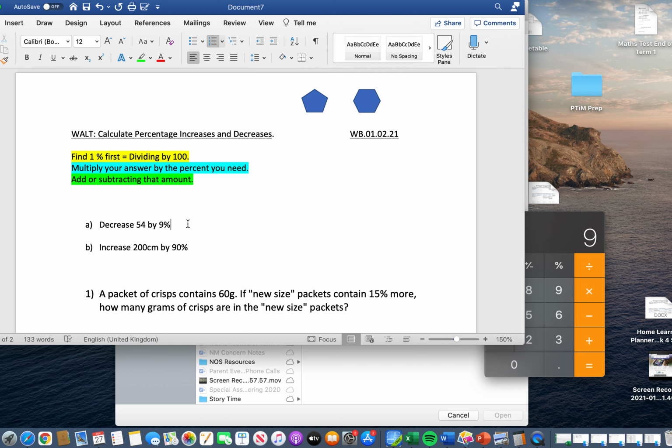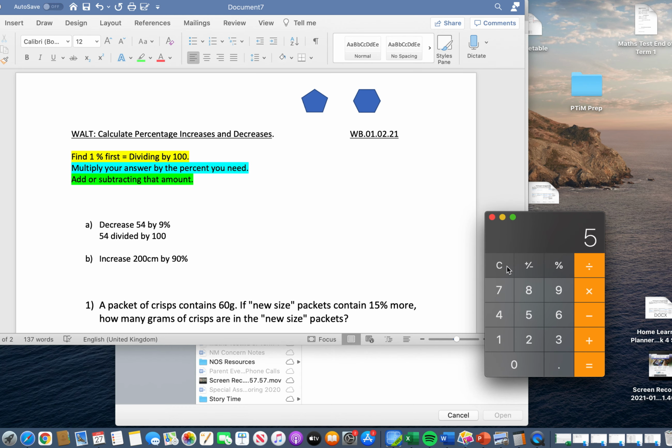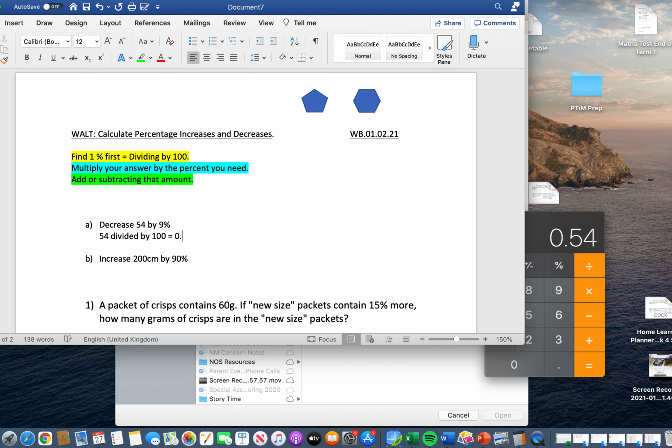It says decrease 54 by 9%. So you start exactly the same way. I need to find 1% of 54. So I go 54 divided by 100. Just clear my calculator first. 54 divided by 100. Again, knowing your place value, you should be fairly confident. You should be able to do that in your head. Equals 0.54. But that's only 1%.